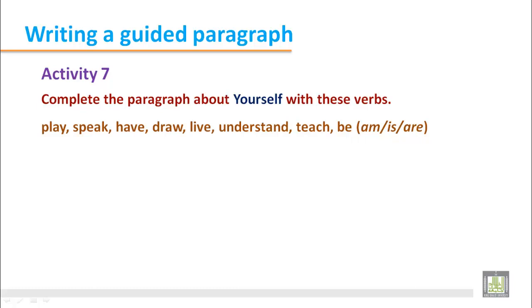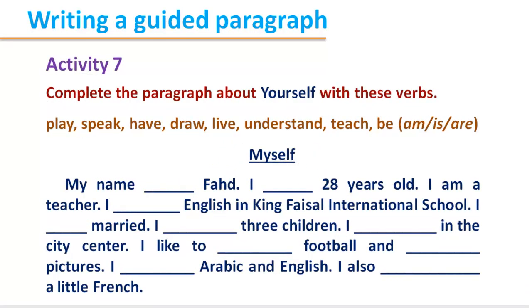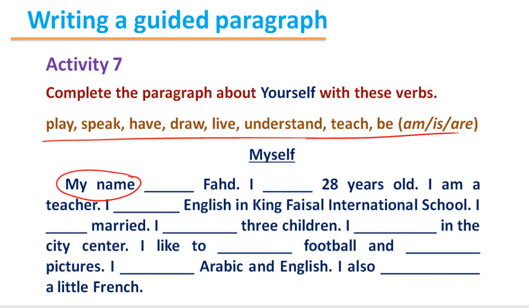So now we have to put these verbs in the following paragraph. This is about myself. Someone has written this paragraph about himself, named Fahad. So let's fill in the blanks with the listed verbs above. The first sentence is indented here, and it is: my name, there is a blank, and Fahad. From the subject here we can find my name is a third person singular subject, and it requires a verb like is. My name is Fahad.